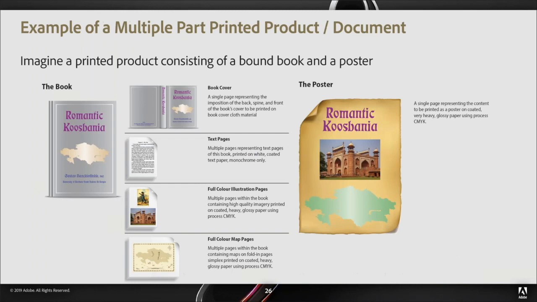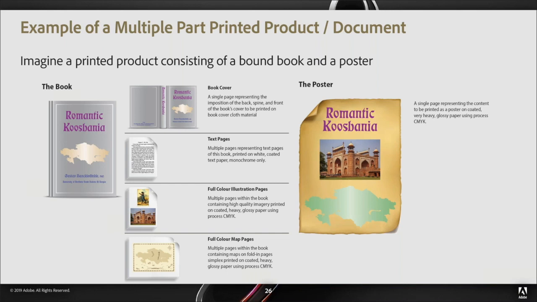Okay, well, I mentioned the possibility of a multiple part document or some sort of product. Let me give you an example of something like this. Suppose we have a book and a poster. The book is called Romantic Kuzbania, a fictional country, and this book has been written by Gustav Hunkledinkel, University of Northern South Dakota at Hoople.